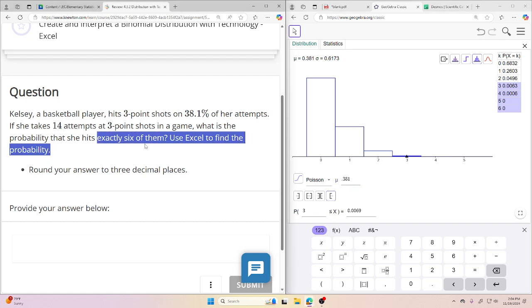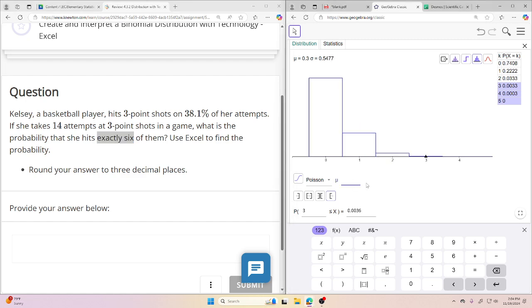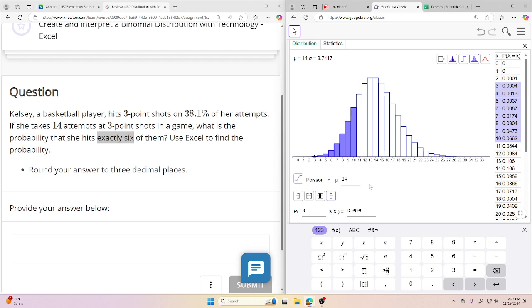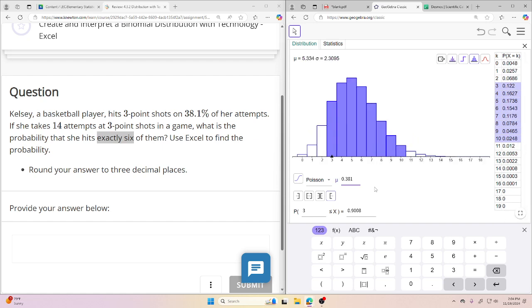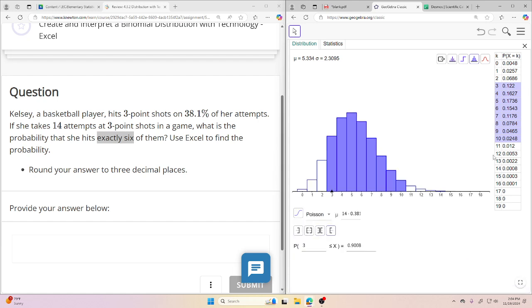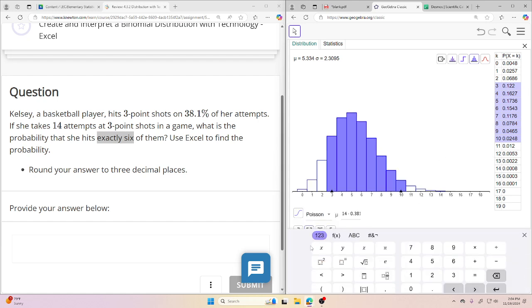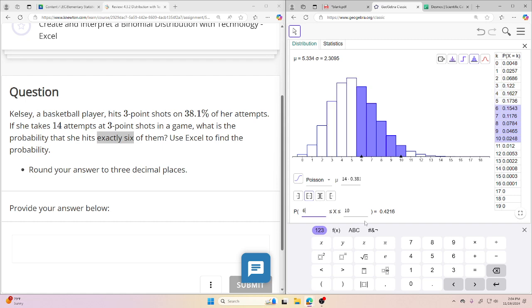No, exactly 6. Look at this. I don't know. What do y'all think? Should I put 14? 14 attempts? Oh, you know what? I bet if I multiply, let me try this, and if it works, I'll explain. Okay. So exactly six of them. Hold on. Let me just see if this works. And this is why we're practicing.